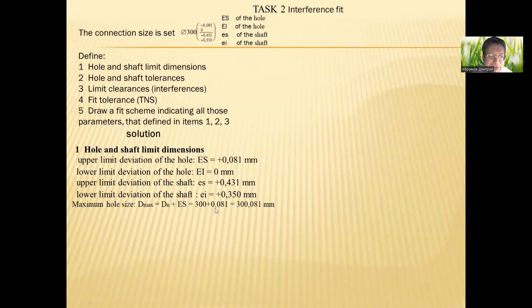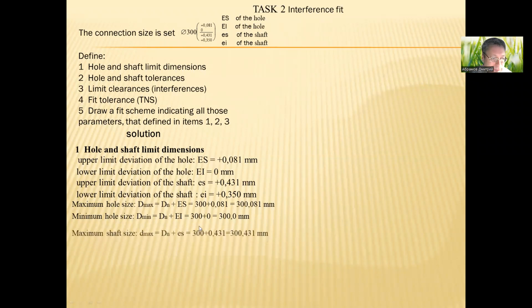Millimeters plus 0.081, and we have 300.081 millimeters. It's maximum hole size. Minimum hole size, D minimum, is the nominal diameter of the hole plus the lower limit deviation of the hole. 300 plus 0, we have 300 millimeters.